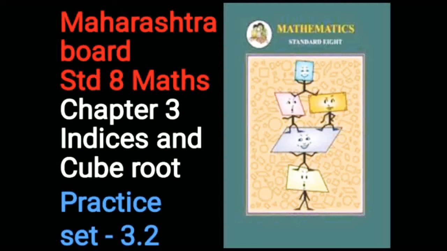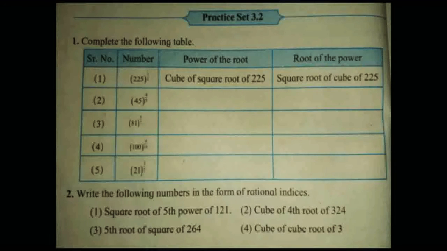Now let us begin practice set 3.2 on textbook page number 16. Complete the following table. First one, 225 to the power 3 upon 2. You have to write in words both the power of the root column and the root of the power column.